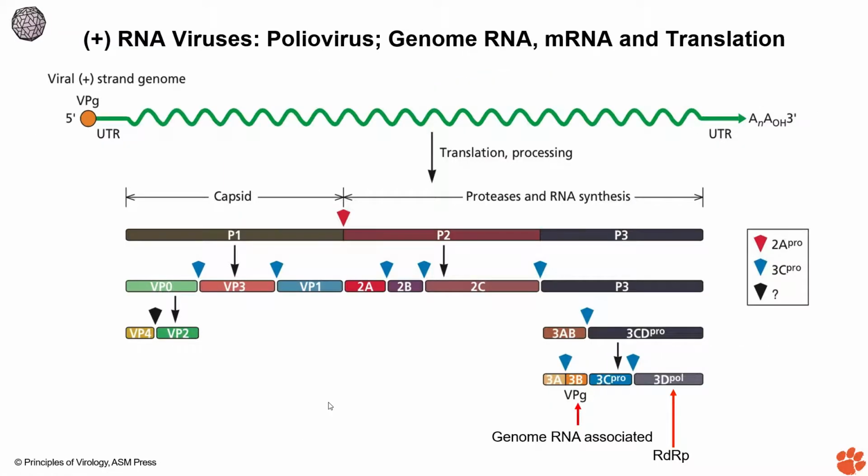So here is, again, you do not have to memorize the whole thing, but just have an overview of the idea. So here is the full-length genome. You have the VPG protein. This is covalently attached to the 5' end of the genome. Then you have an untranslated region, UTR, and then you have the open reading frame. Then you have a 3' untranslated region as well, followed by these poly sequences.